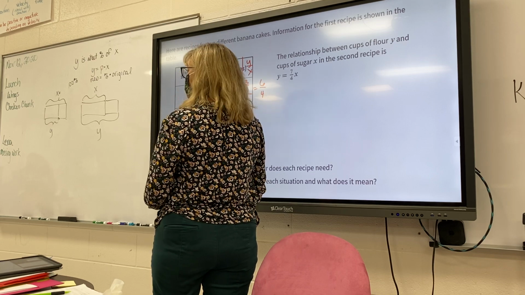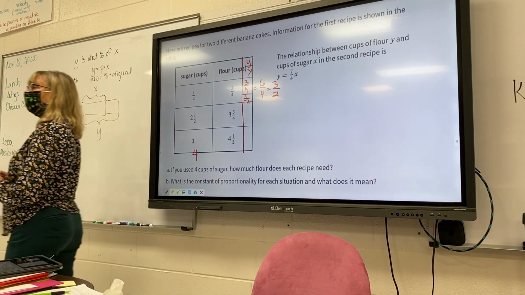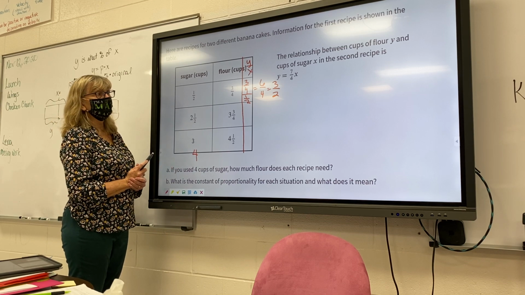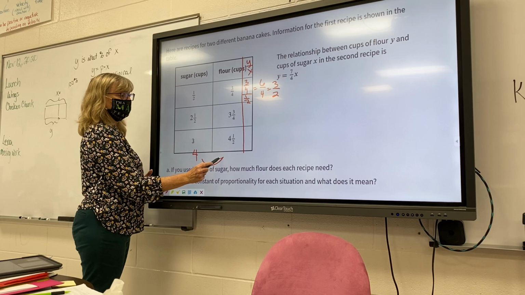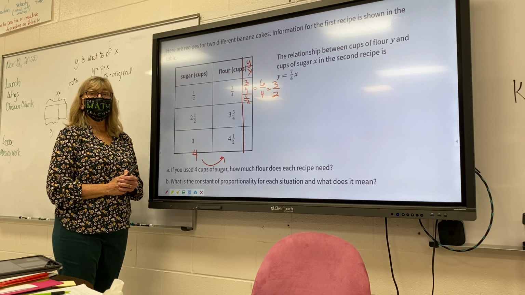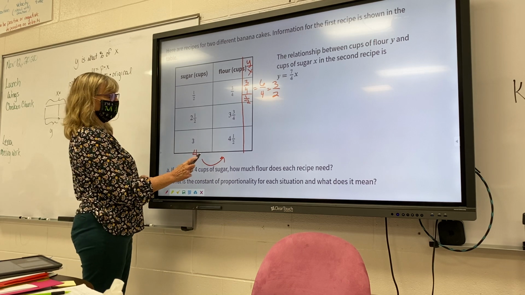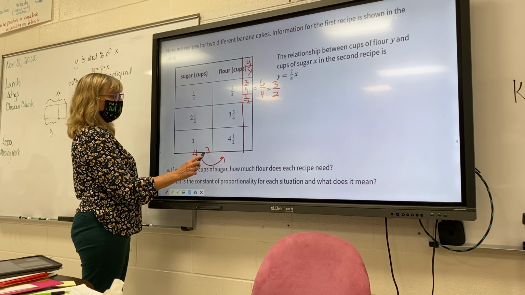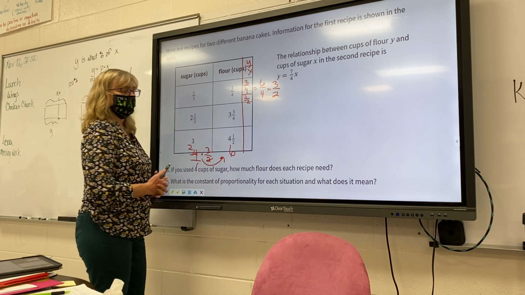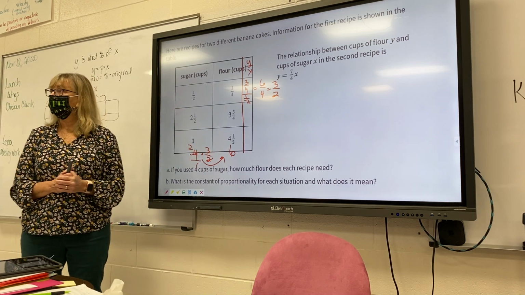You get 6/4, which reduces to 3/2. Did you get 1.5? Okay, so what am I going to do with that 3/2 or that 1.5? How am I going to figure out this over here? Do I multiply it by the COP or do I divide it by the COP? I multiply it by the COP, so I'm going to take 4 times 3/2. So I'm going to get 6 cups of flour. Okay, so this one is going to need 6 cups of flour.